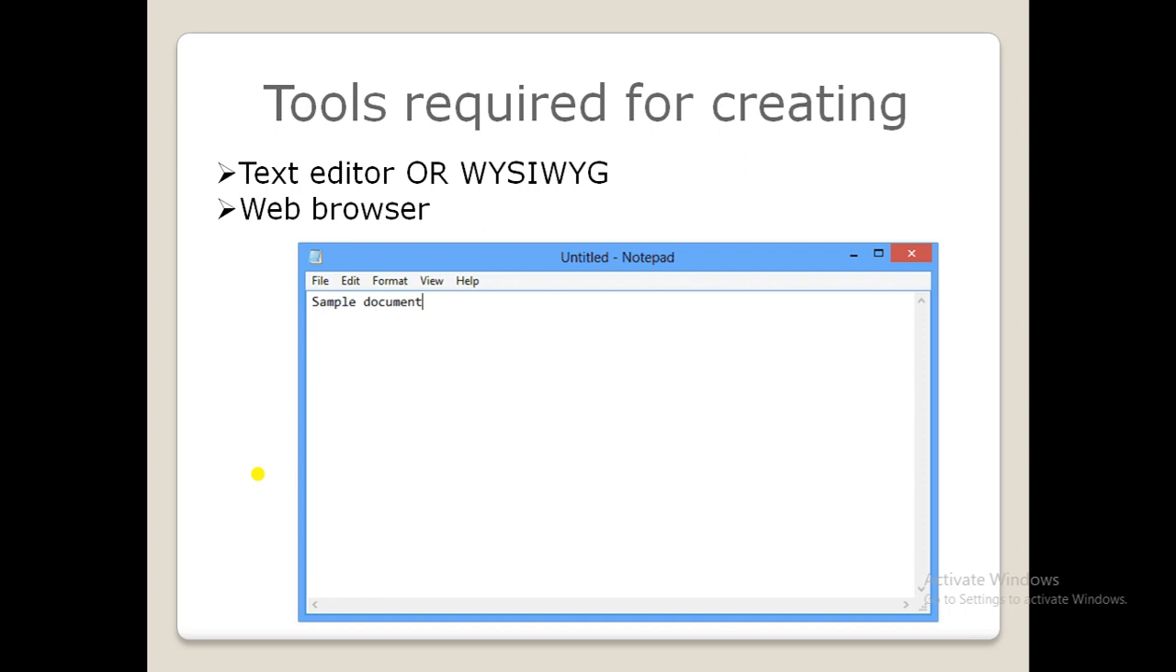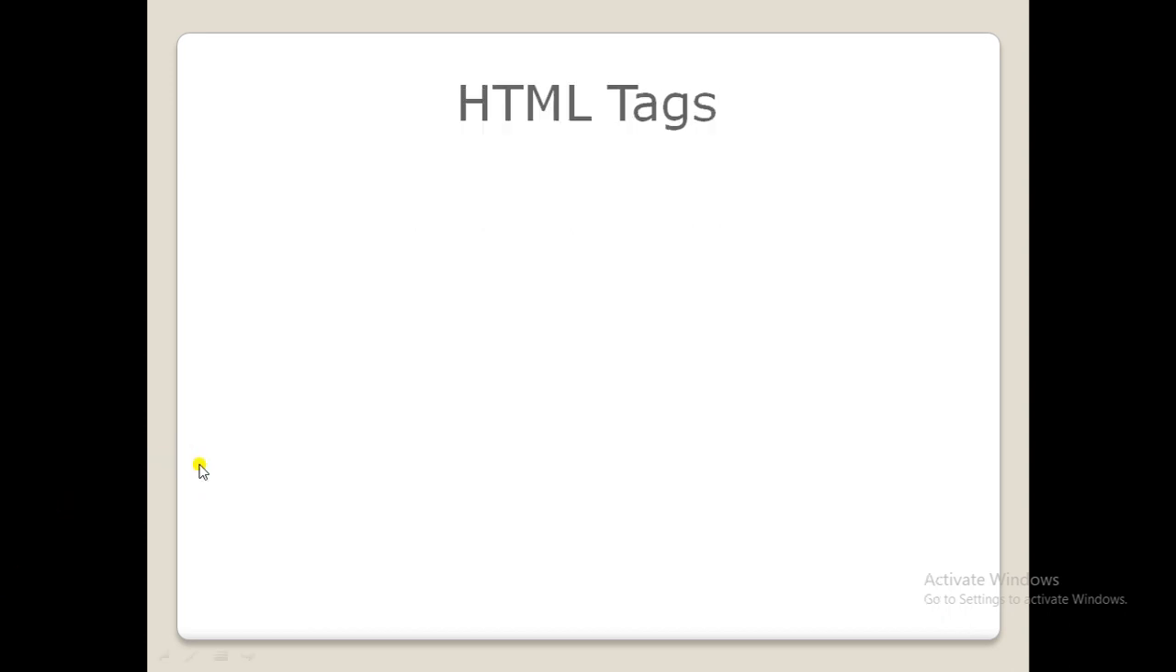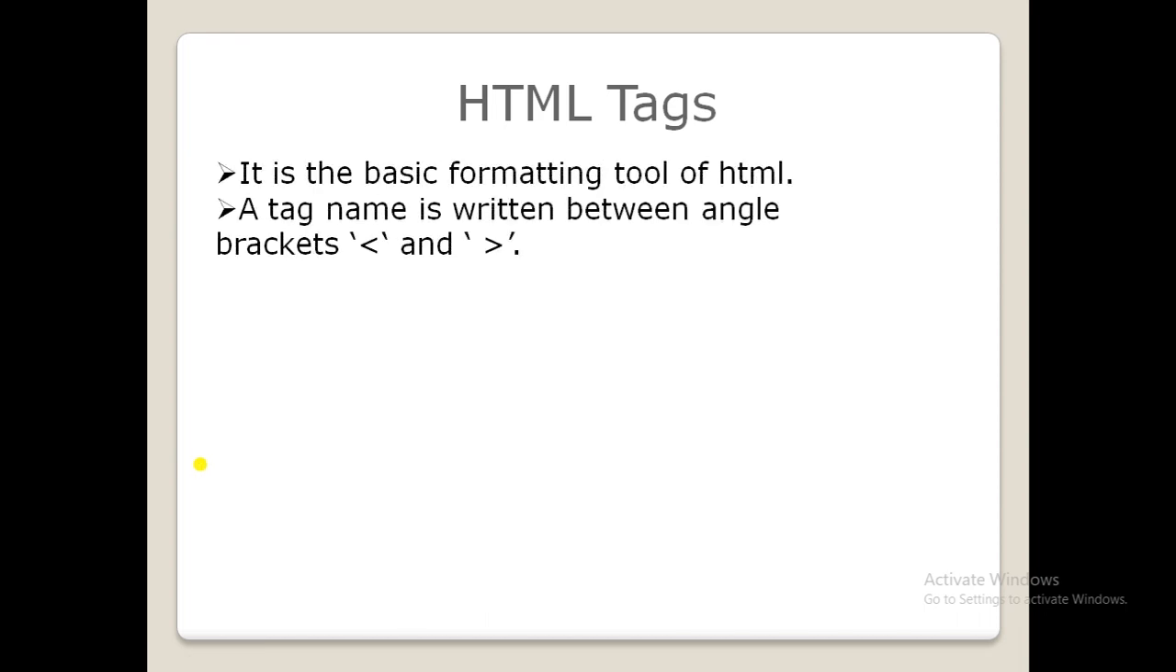Next we'll come to the HTML tag. So what do you mean by a tag? A tag is a basic formatting tool of HTML. So if you want to do formatting in HTML, you have to use the HTML tag.